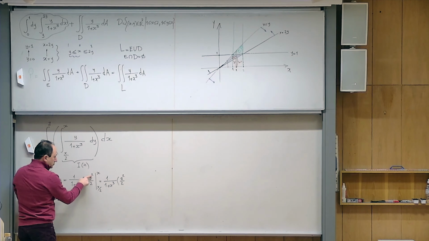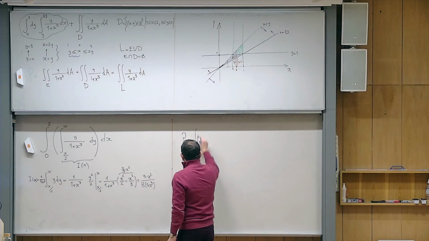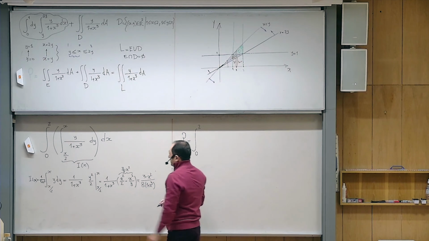Oh, sorry, I made a mistake. This is not iy, this is ix. So I put my ix back, and then finally I get my question mark. So the question mark is equal to integral from 0 to 2. Yes, instead of ix, I put this expression, but you see 3 over 8. So for some reason, let me keep 3 inside. You will see why. And then I have 1 plus x to the power of 3 dx.